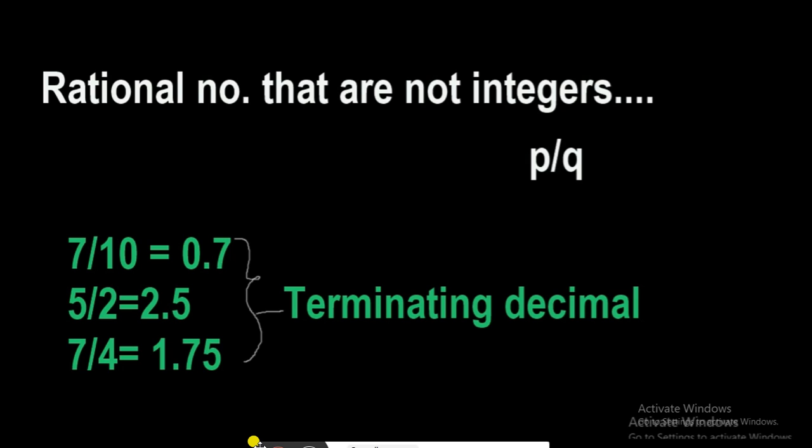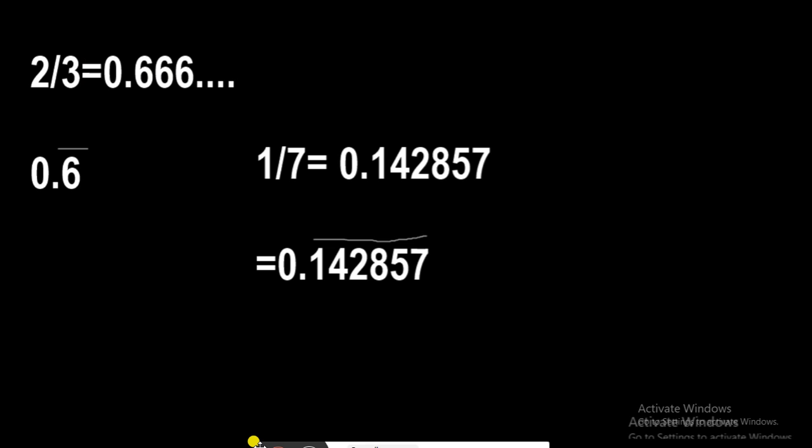But there are other fractions which, on dividing, don't terminate. For example, 2 by 3 is 0.666 and it just goes on. So we can write it as 0.6 with a line on top to represent that the digit 6 is recurring or repeating.